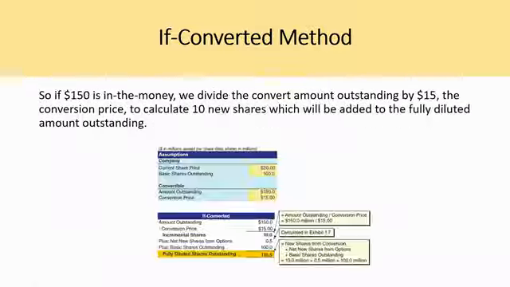So let's take a look at an example. If $150 is in the money, so there are 150 converts in the money, we can divide the convert amount by the conversion price itself, right? So if there's an amount outstanding of convertible equity of $150 and the conversion price on that convertible equity is $15, then all we have to do is divide the amount outstanding by the conversion price to calculate incremental new shares of 10. And so we add that to fully diluted shares. And that's pretty much it. So it's relatively easy to understand if converted.